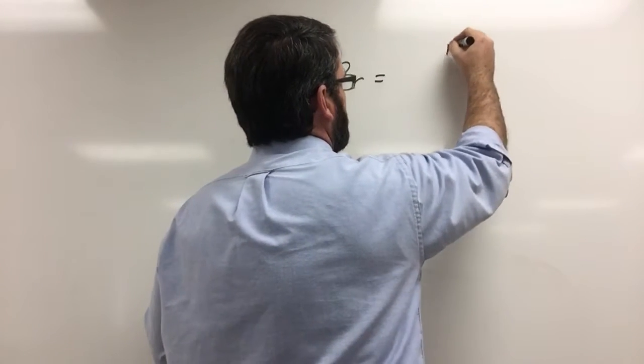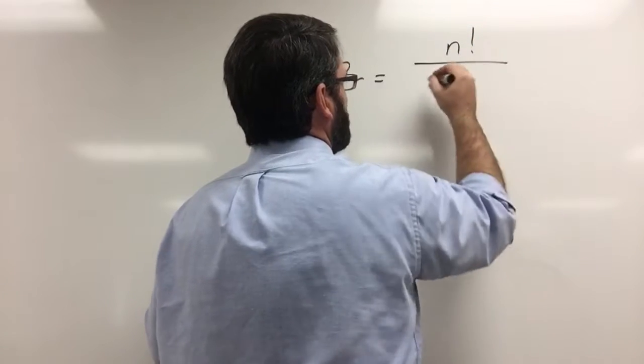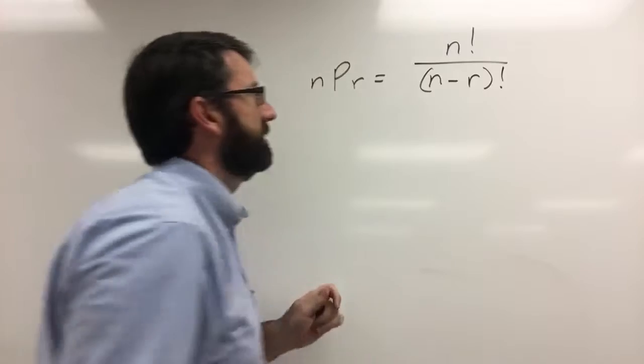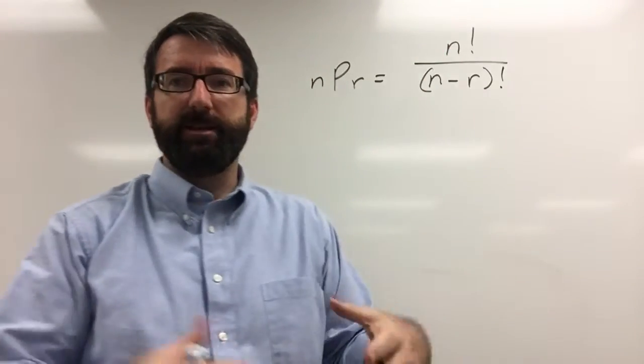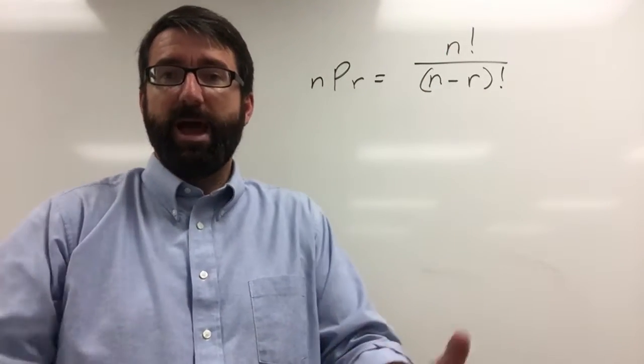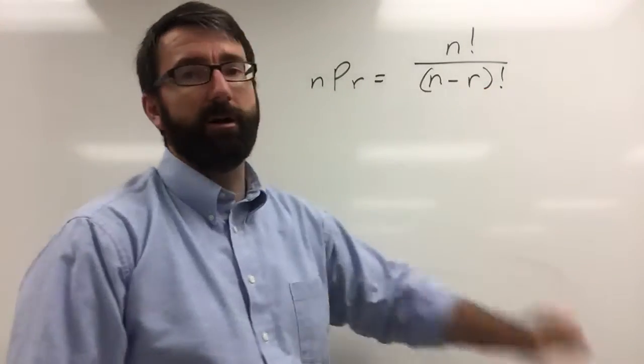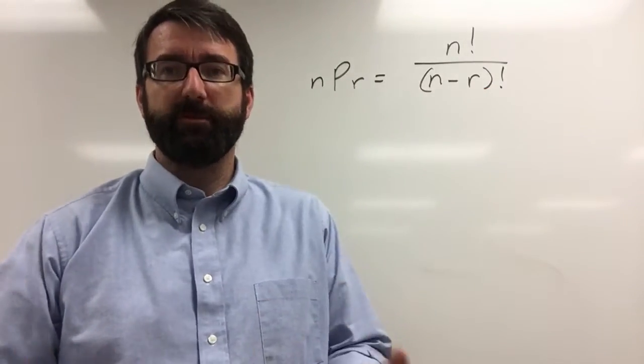It's going to be n factorial divided by n minus r factorial, where n is the number of choices that we have to begin with, and r is the number of items that we're going to choose.